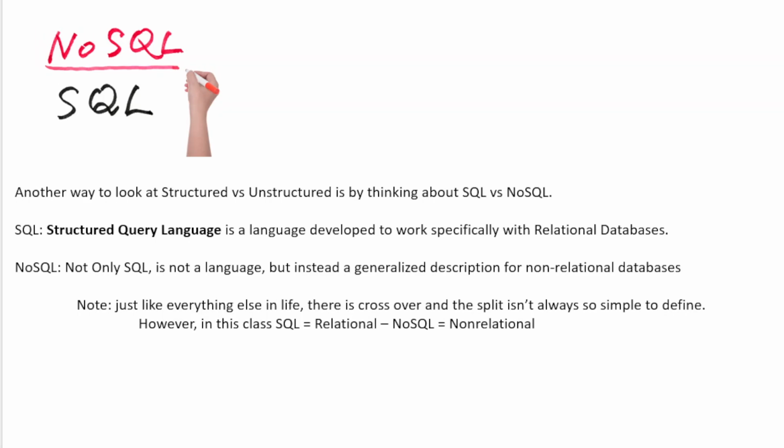NoSQL, which also stands for "not only SQL," is not a language, but instead a generalized description for non-relational databases. And just like everything else in life, there's a crossover and a split that isn't always easy to define. A lot of the new SQL stuff coming out is adding NoSQL functionality, like Google's BigQuery adds a lot of non-relational functionality. But for this class and for general conversation, SQL equals relational, NoSQL equals non-relational. And remember, NoSQL just stands for "not only SQL." It is not an official language.